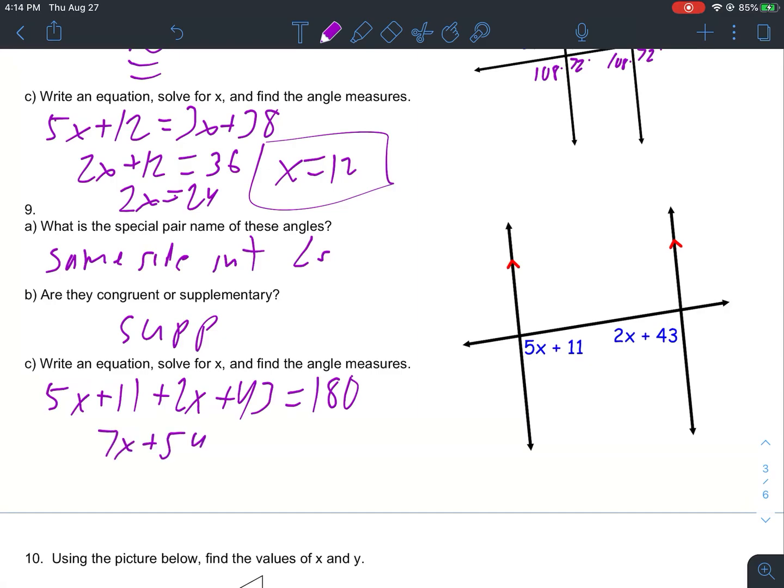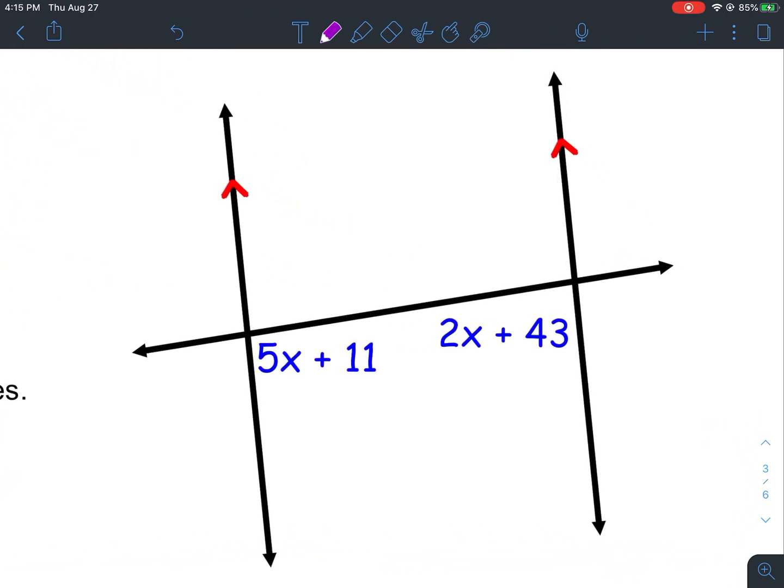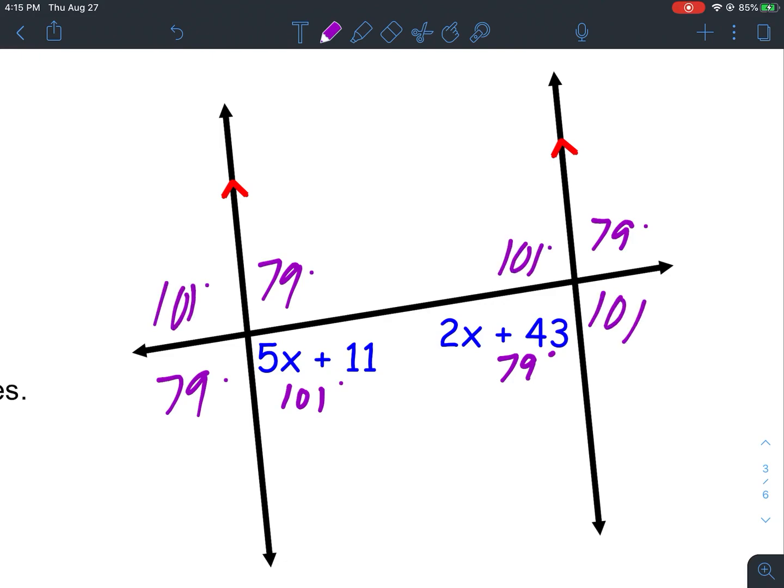Combine like terms. Subtract 54. And then divide by 7. Substitute 18 back in over here. You get 79 here. And 101 here. So all these angles are going to be either 79 or 101, based on everything that we've learned so far in the last 2 sections.